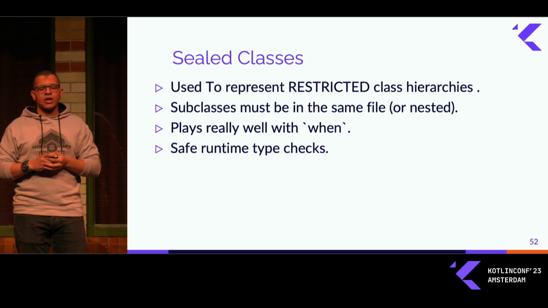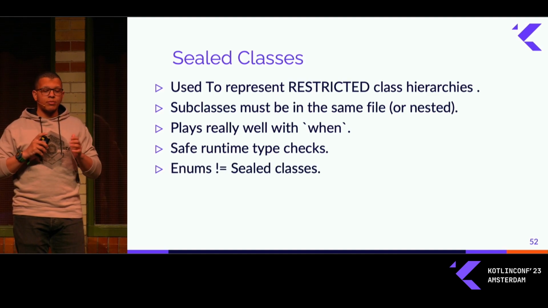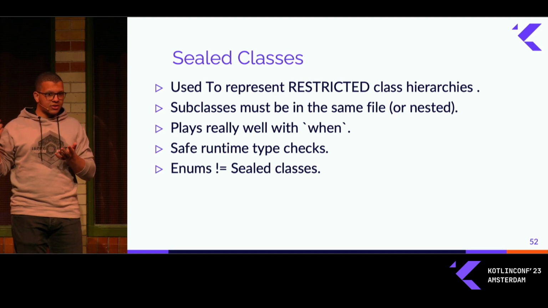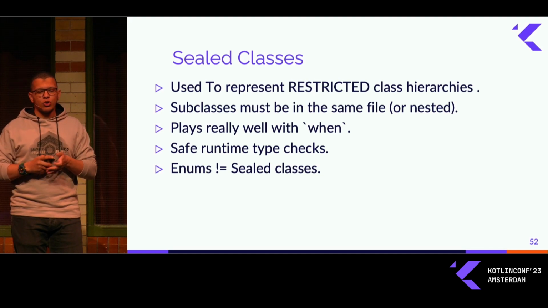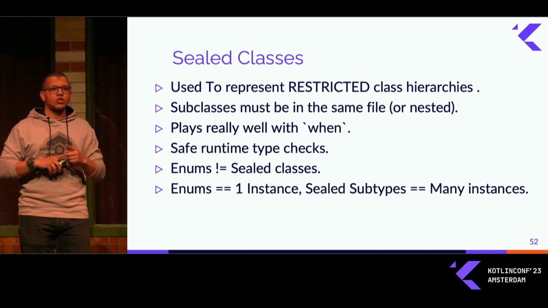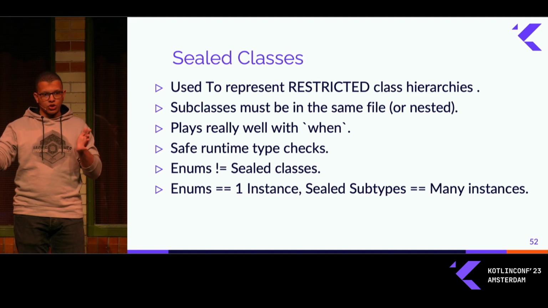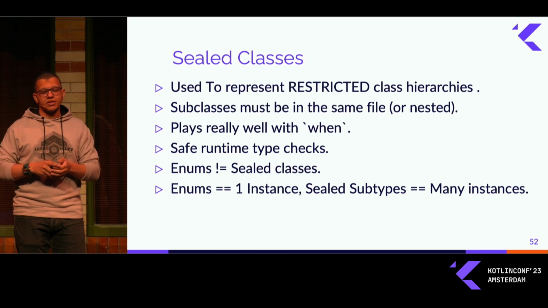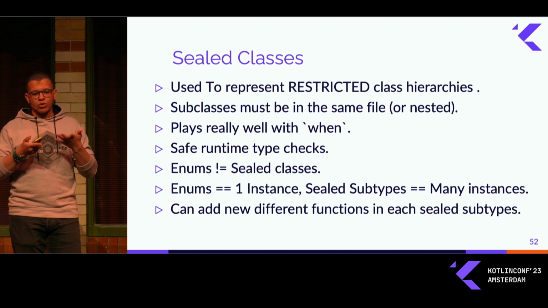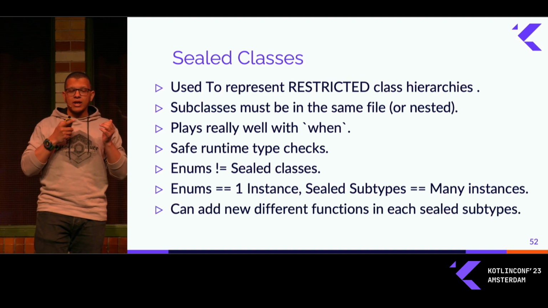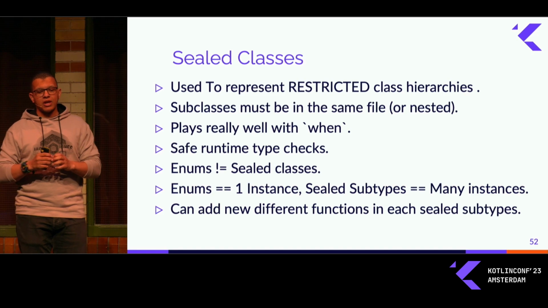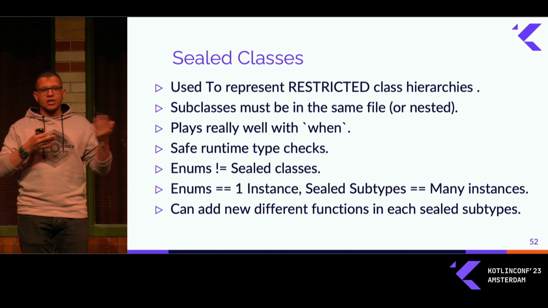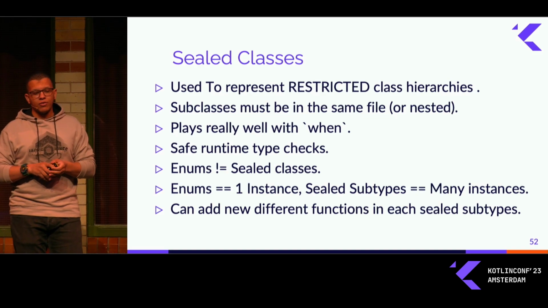It provides safe runtime type check, but the issue is I saw people converting enums to sealed classes, and that's the issue. Enums are not sealed classes as you may guess, because usually enums represent one instance. We do have one instance of each enum during the software running, but with sealed subtypes, you can have many instances. And the beauty of sealed classes, how you can take advantage from, is that you can add new different functions to each subclass, right? To each sealed subtype, and with the when, with smart casting, you can use those methods if you want to.